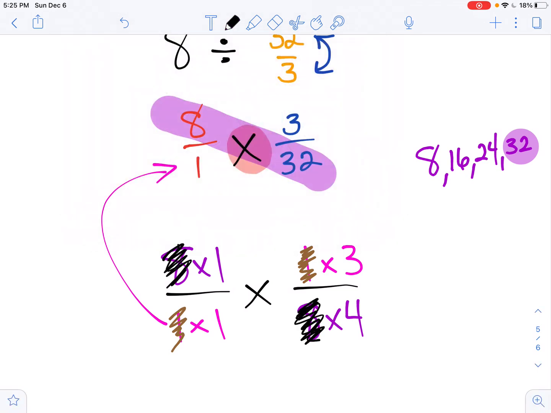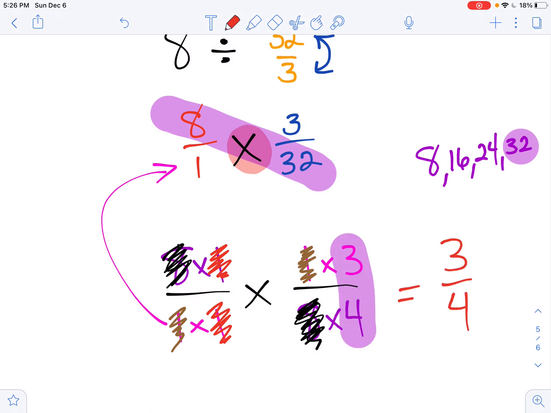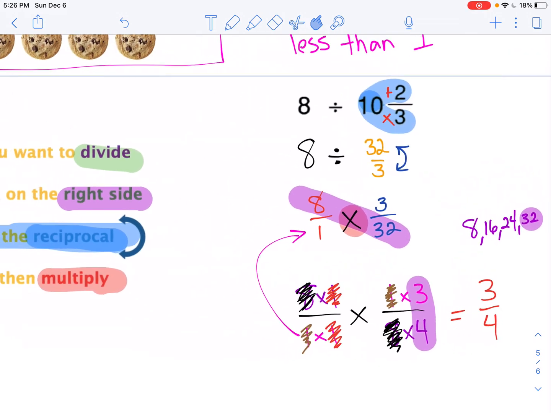Oh man, this is pretty easy now. Oh, look at this. There's even a 1 and a 1, so there's a 1 whole hiding in there again. So I'm going to cross those out. I love it when that happens. 1 whole. And now, here's my answer just hiding there. The answer is 3/4.